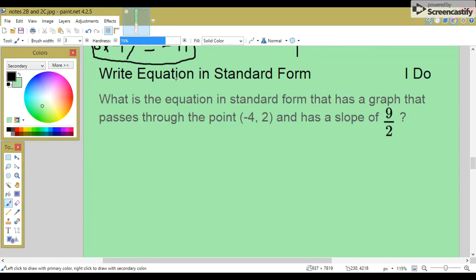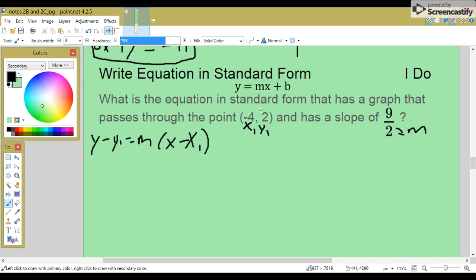Write equation in standard form. What is the equation in standard form that has a graph that passes through the point -4, 2? It has a slope of 9/2. First, we will label our point x1, y1. Our slope m is 9/2. So now we want to recall the point-slope equation. Y minus y1 equals m parentheses x minus x1.